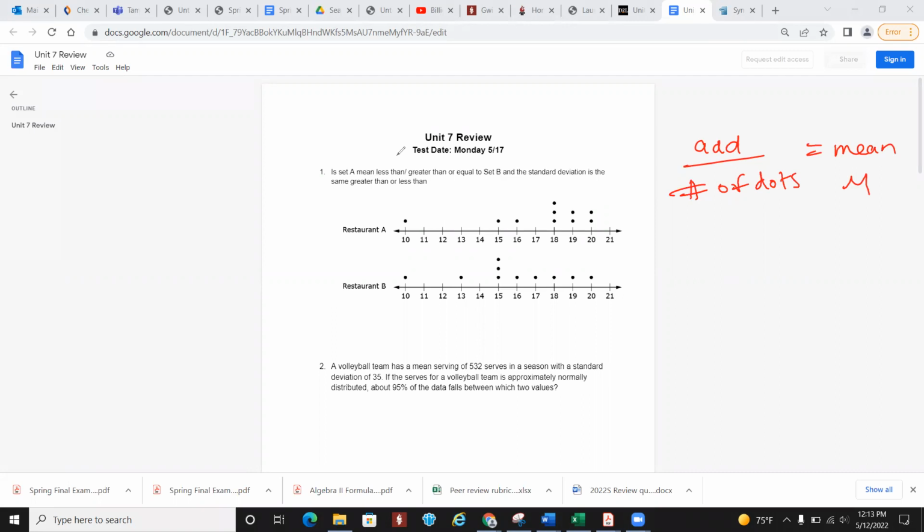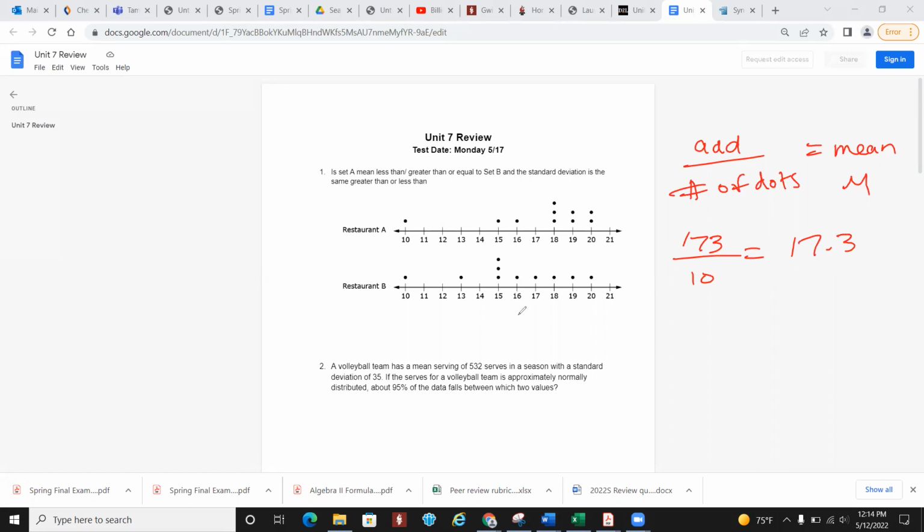So I'm going to take a calculator because I'm not doing this in my head. Okay, so I'm going to have 10 plus 15 plus 16 plus 18 plus 18 plus 18 plus 19 plus 19 plus 20 plus 20. And I'm going to divide by 1, 2, 3, 4, 5, 6, 7, 8, 9, 10. So that's 173 divided by 10, and that's going to give me 17.3 for that first data set.